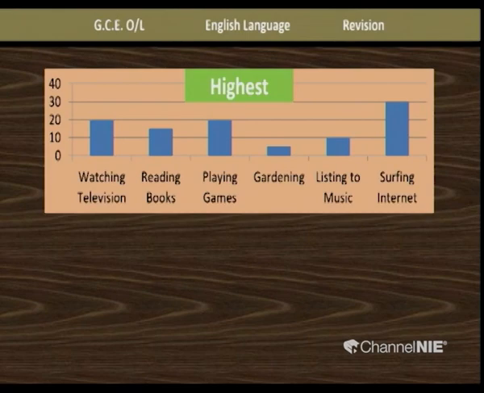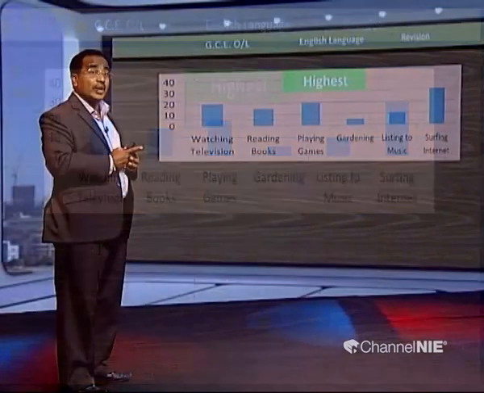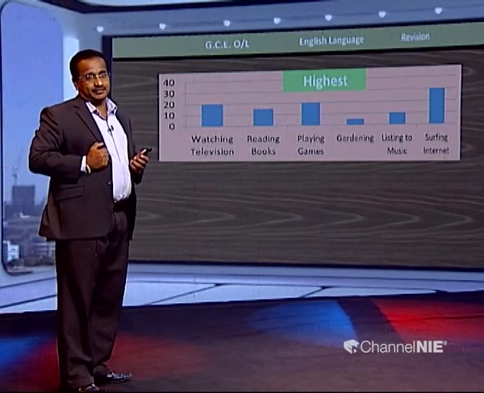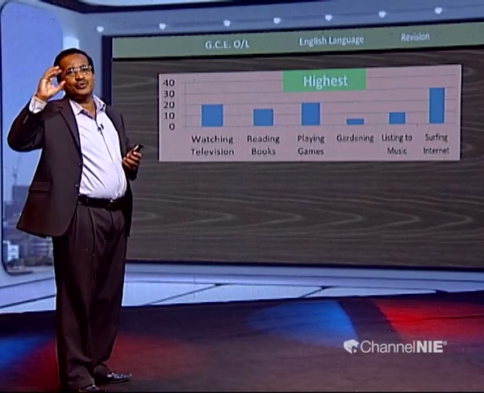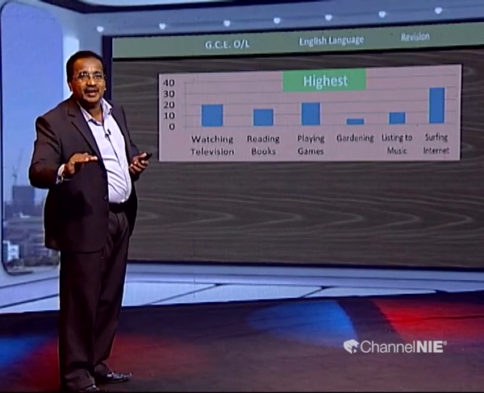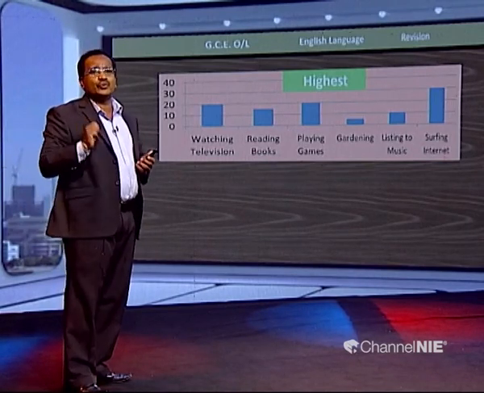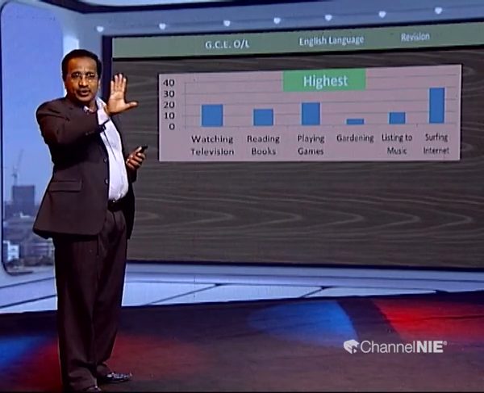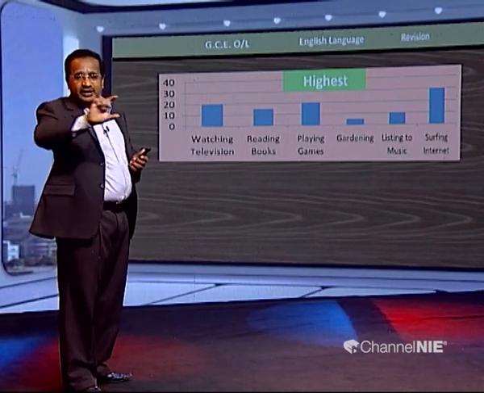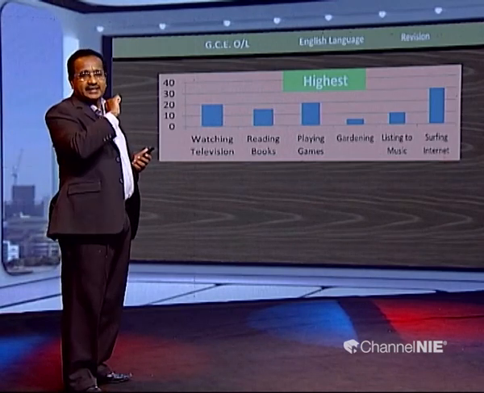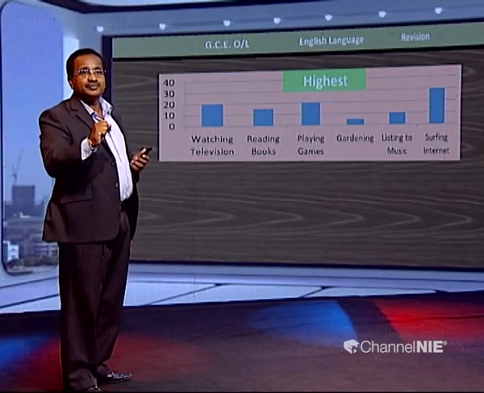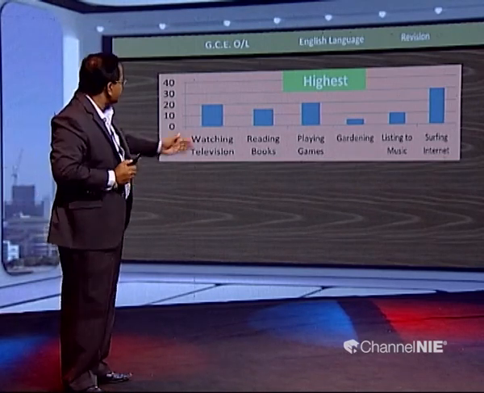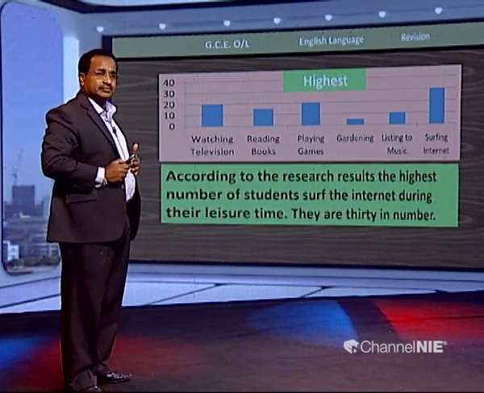Then the third thing, you have to talk about the most popular activity. After that, we are going to talk about the least popular activity. That is how we are going to organize our paragraph. Introductory statement, then you mention the x axis and y axis. After that, you are going to talk about the most popular activity. What is it? Surfing the internet.